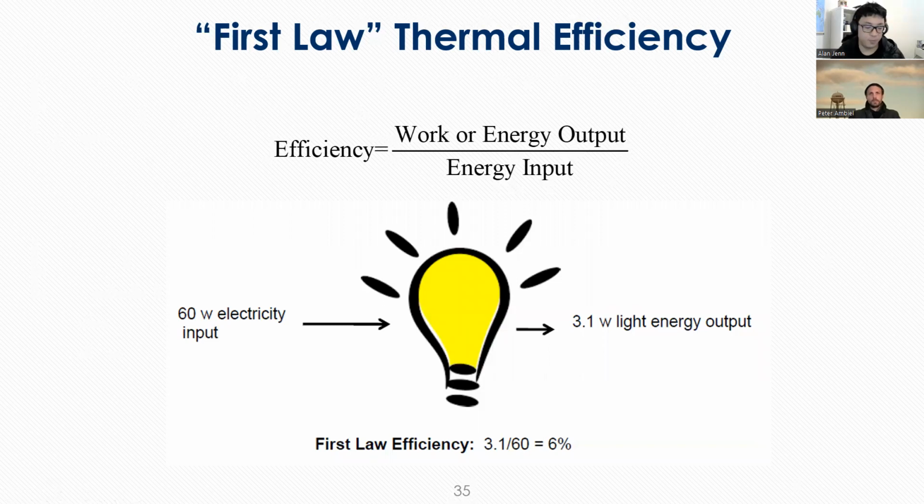And that seems super low, which it is. And if you recall, holding your hand close to an incandescent light bulb, it's really hot, right? And so most of, or I would say all the remaining energy that had been input is actually lost as heat. And only a small portion of that is resulting in light energy, which is the thing that you actually want.